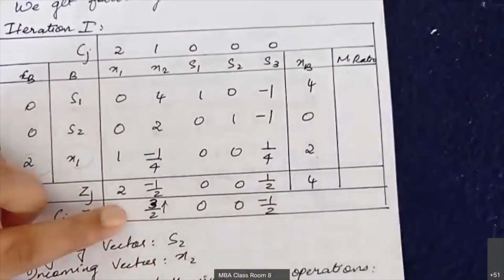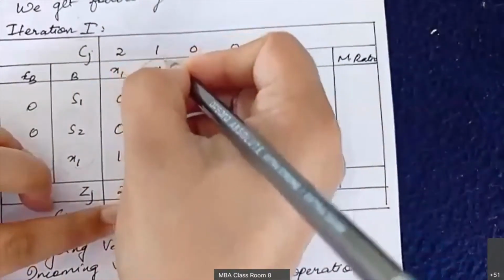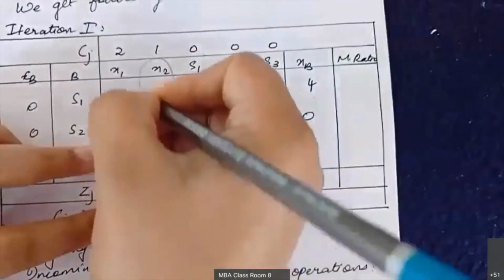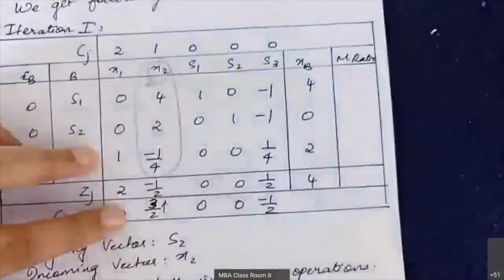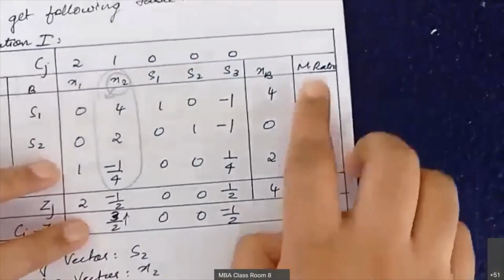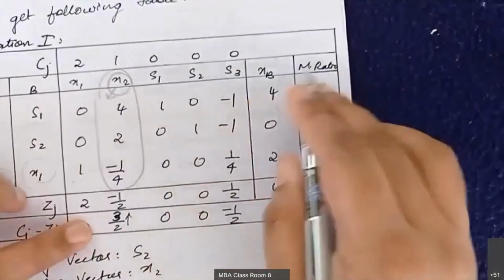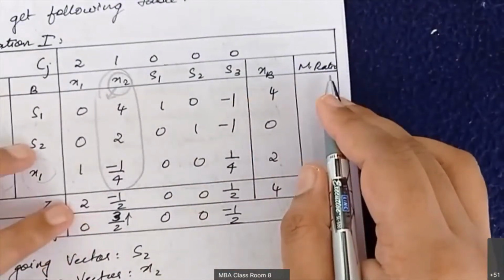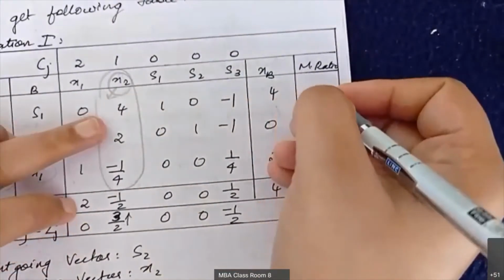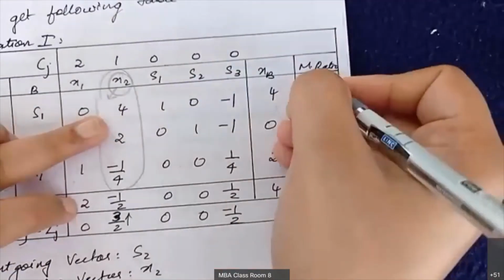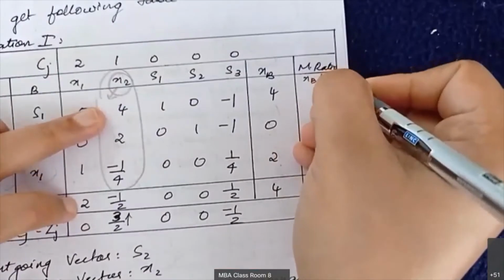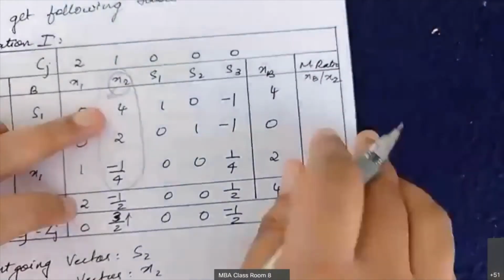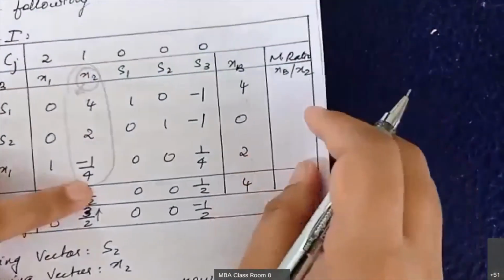So this is going to be the key column. So x2 is going to be the entering variable. Now I have to decide which is going to be the leaving variable. How will I decide? I have to calculate the minimum ratio. How will I calculate it? I have to divide xb by the key column, that is x2. x2 is the key column.